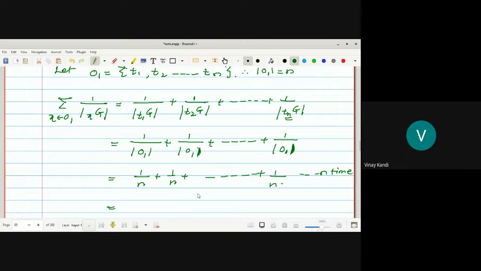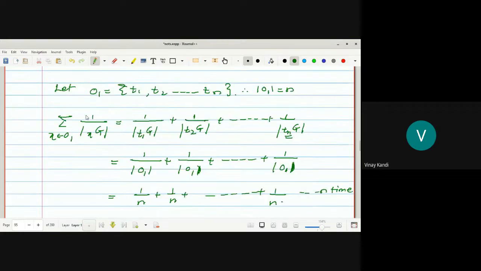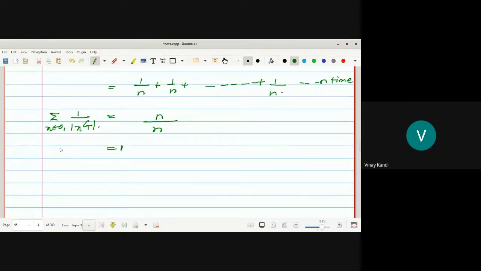Okay, your denominator is the same, this is one class: 1 plus 1 plus 1 plus 1 plus up to so on n times. This is n, which is equal to what? 1. Okay. So here, what is the left hand side? Summation x belongs to O1, 1 upon xg. Okay.